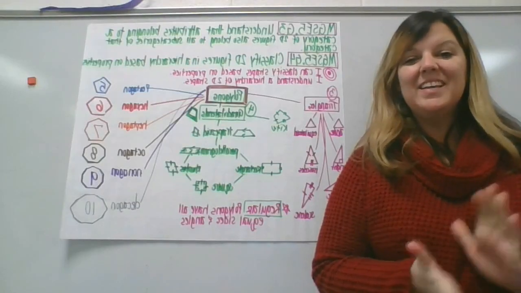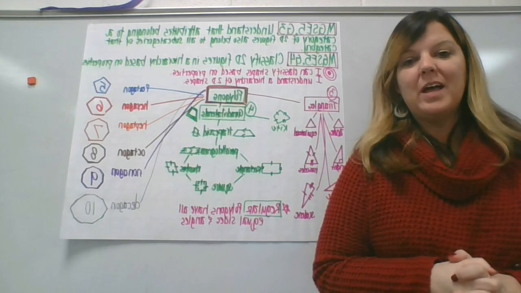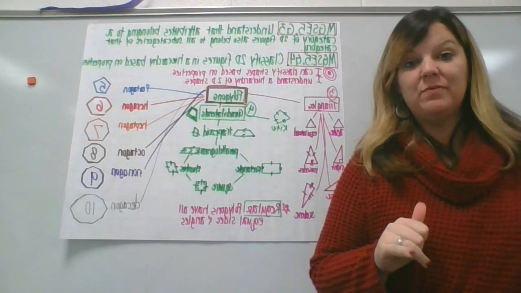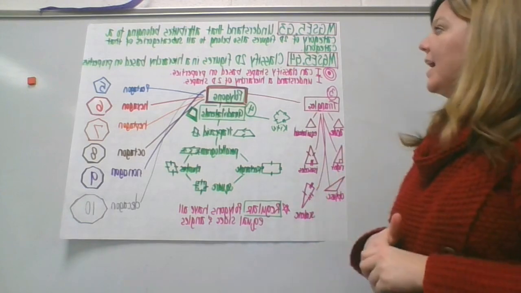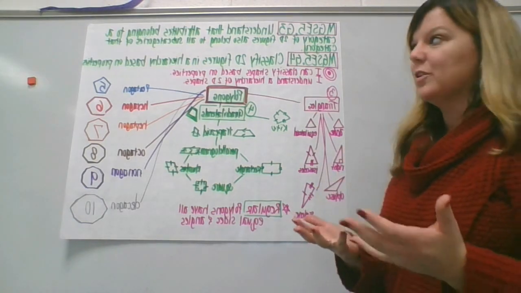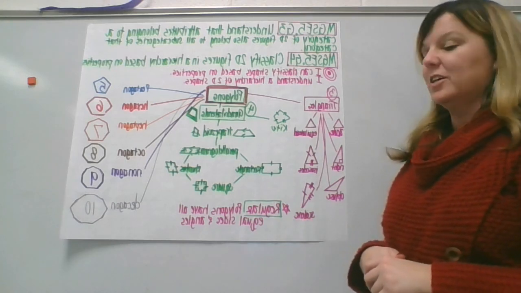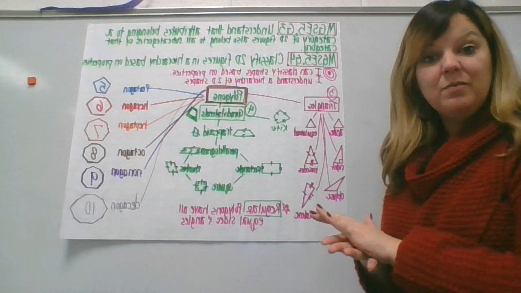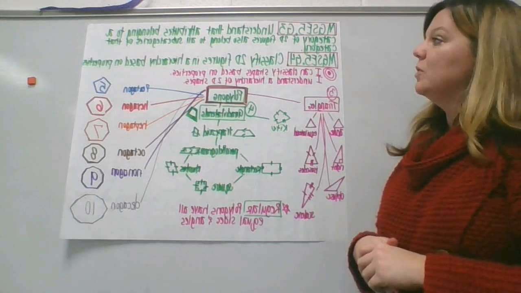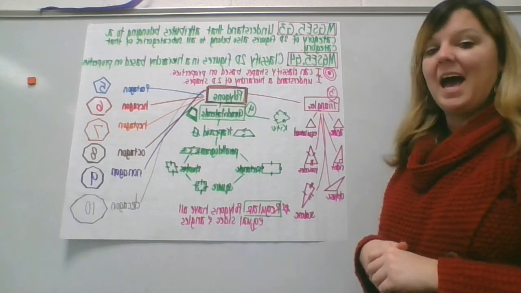Hey guys, this is the first of three digital anchor charts that we're going to cover for G3 and G4. G3 says that we can understand the attributes, which are traits or characteristics, belonging to a category of 2D figures. 2D just means flat shapes, not three-dimensional. They also belong to subcategories of that category.